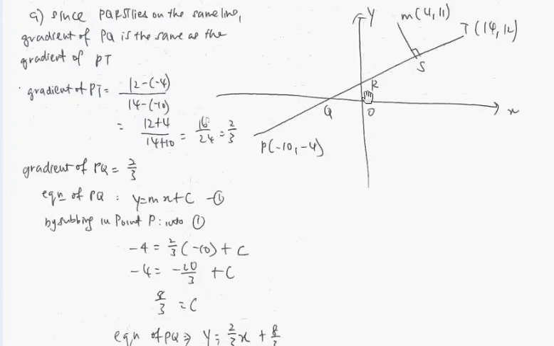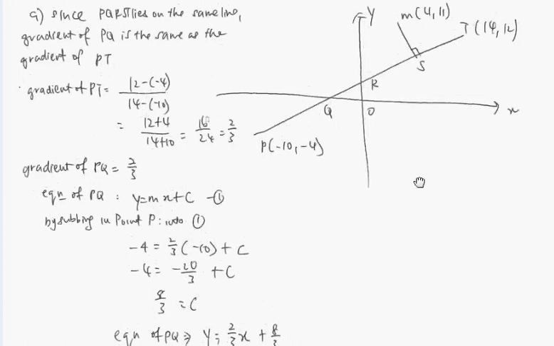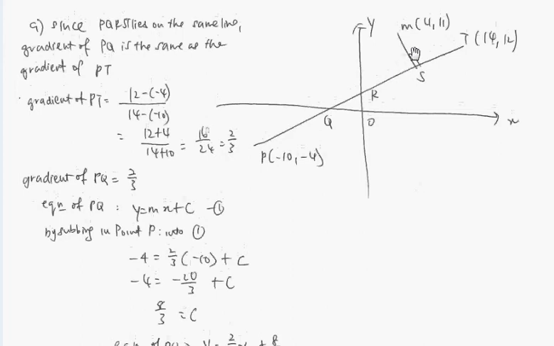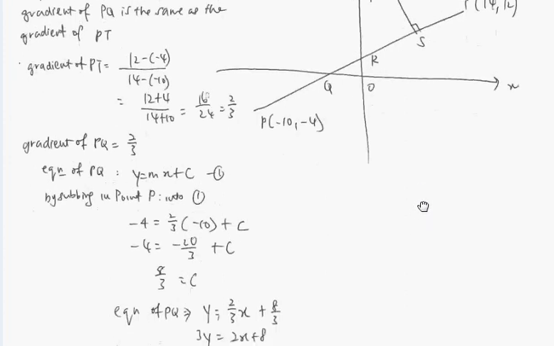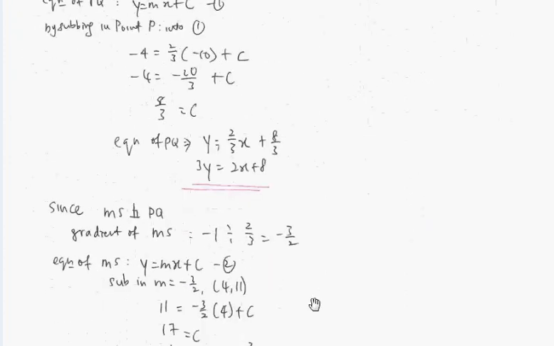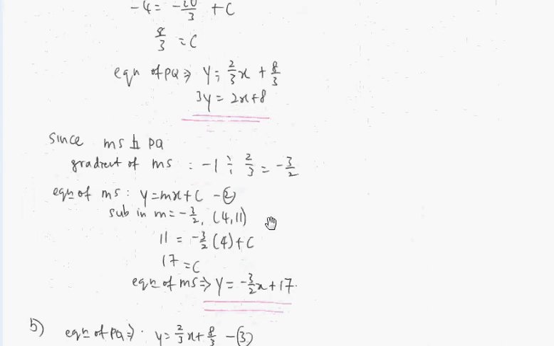Since MS is perpendicular to PT, we can safely say that the gradient of MS is the gradient of PT times -1. Therefore, the gradient of MS equals -1 divided by 2/3, which equals -3 over 2.